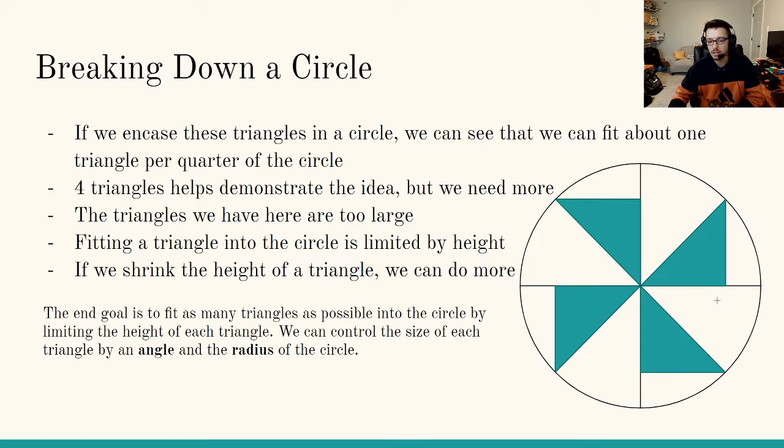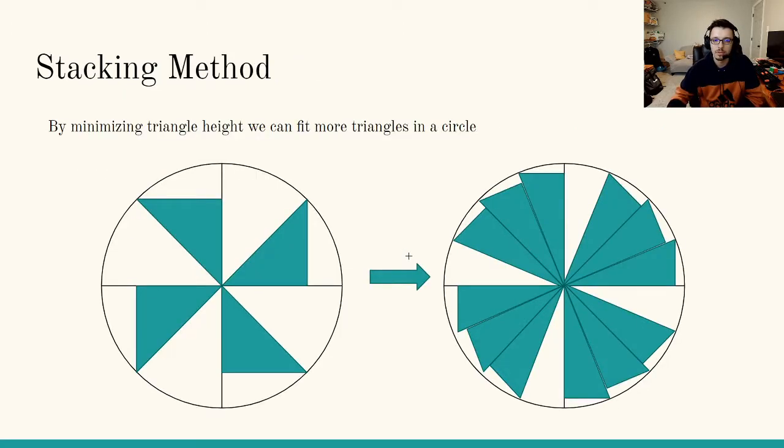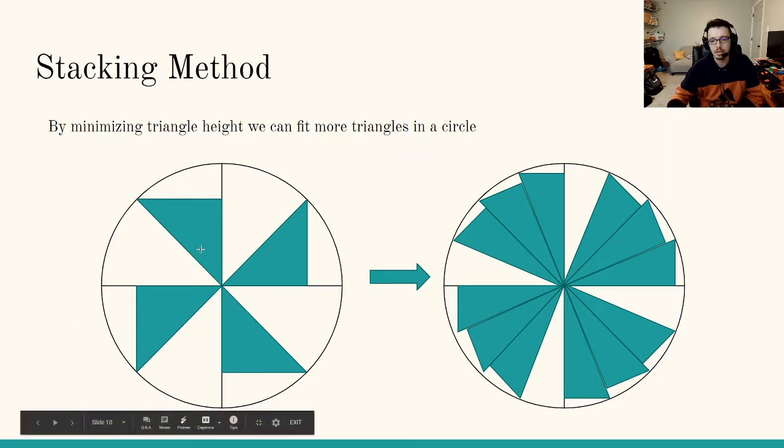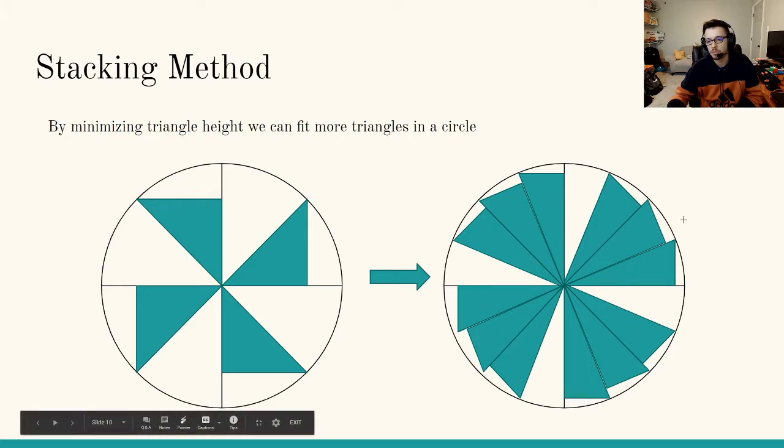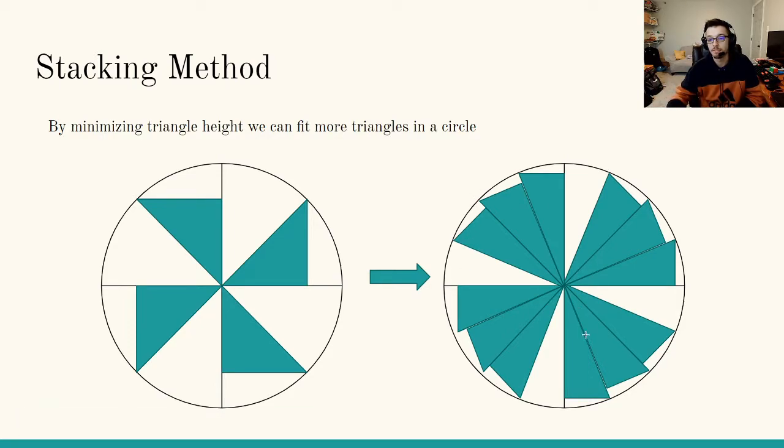Now we can limit this height by modifying the angle of a given triangle, and if we have a very small angle, we can fit a lot of triangles within this circle. So this is the idea that I'm talking about. This is the shape that we saw on the other slide, but we want to make these triangles have a smaller angle, and as you can see, as we make the angle smaller, we're able to fit more and more of these triangles within this circular shape. And if we have enough small triangles, eventually it will look like a circle without actually being a circle.